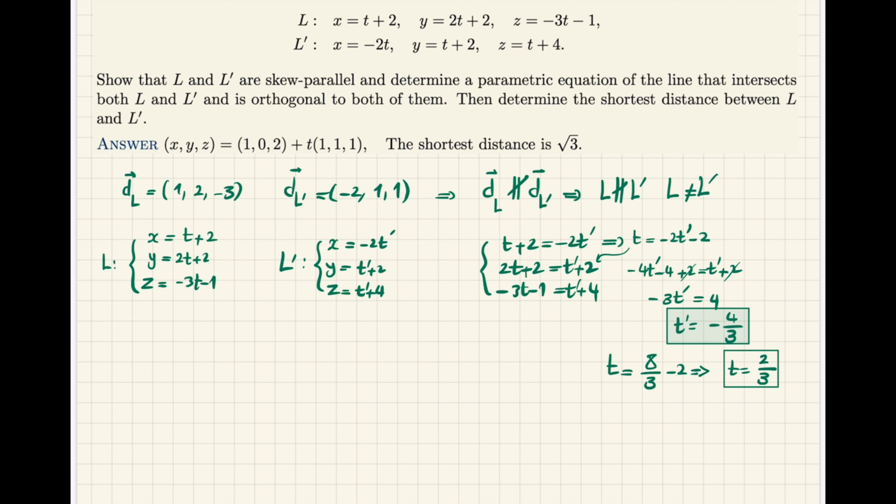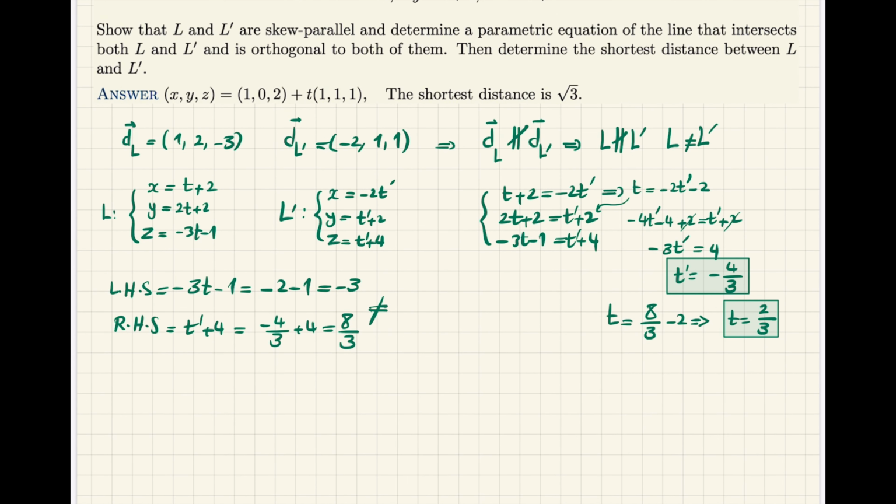But I need to check these two numbers in the third equation that I haven't used so far, meaning this last equation. The left-hand side of the last equation is minus 3t minus 1, but I got t to be 2 over 3, so it becomes minus 2 minus 1, which is minus 3. And the right-hand side of that is t prime plus 4, but t prime is minus 4 over 3 plus 4, so it becomes 8 over 3, and they are not equal. So this means that these two lines cannot be intersecting, so these two lines have to be skew. So L and L prime are skew.